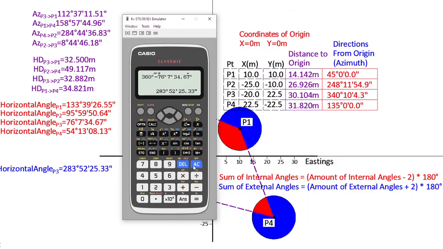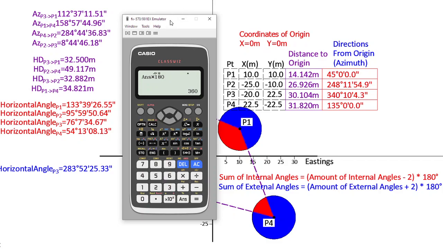Okay, so I have 4 internal angles minus 2. I have that result, which is 2. And then I multiply that by 180 degrees. And that is my model, my theoretical value, the perfect value, okay? This is the mathematically correct value.